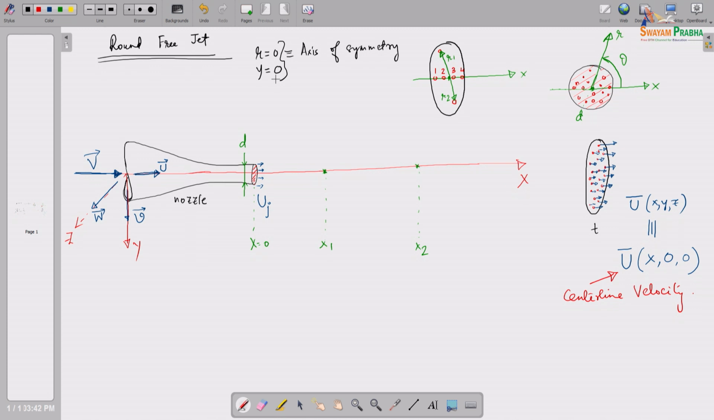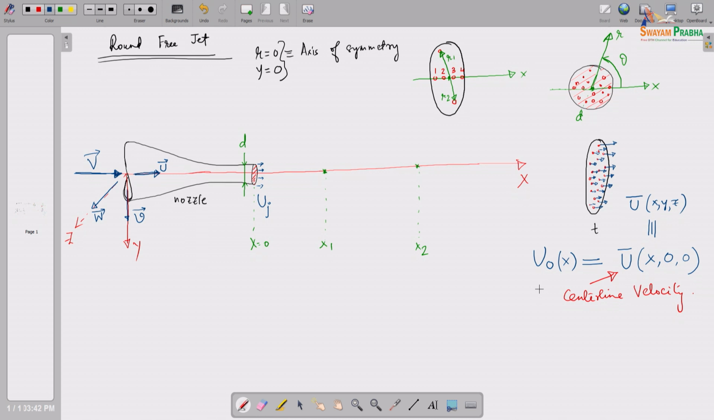Once I do that, when I take only those points and calculate the mean of the x component of the free stream, I get this. This is my central line velocity, and I write it as u naught. This is of course a function of x. So this is one definition which we had to get out of the way. This is number one, which is just basically the central line velocity.